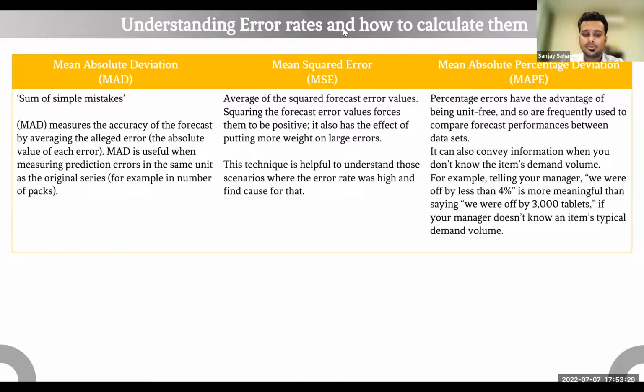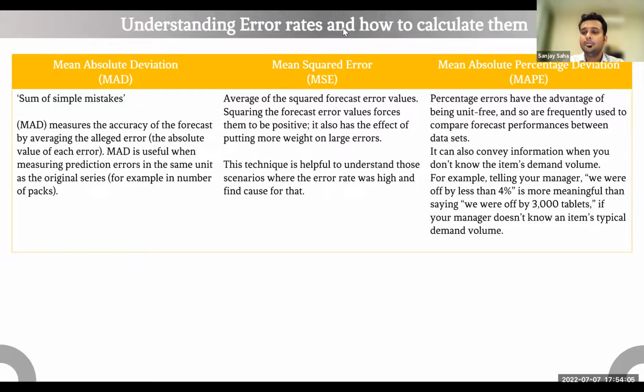First is called mean absolute deviation, which means sum of all mistakes, sum of simple mistakes. You can read the definition here. It just means the mean of all the deviation between the forecast and the actual. The second is mean squared error, MSE. It means just squaring the mean absolute deviation rate. So if you take the square of the deviation between forecast and actual, that becomes the mean squared error.